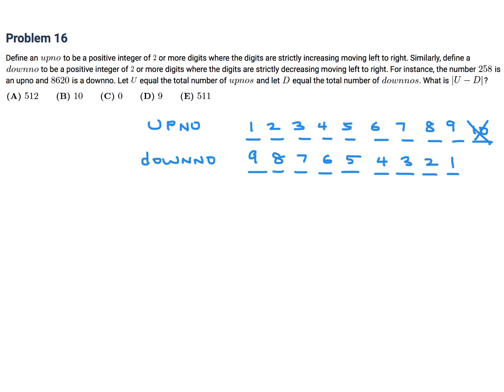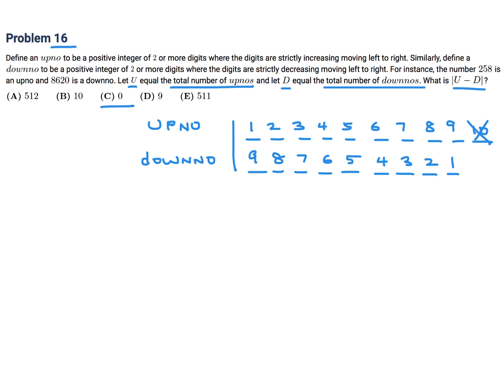Now, I'm trying to think, this answer can't possibly be 0 because it's just too easy. AMC is not going to be that easy, especially by the time you get up to problem 16. But that's very tempting for me to choose because it seems like every up number has a matching down number, right? So the total number of up numbers should be equal to the total number of down numbers. So U should be equal to D, and therefore U minus D would be 0. But instinct tells me that can't possibly be correct.